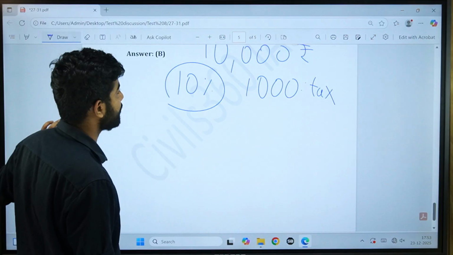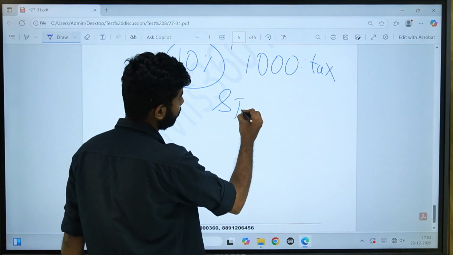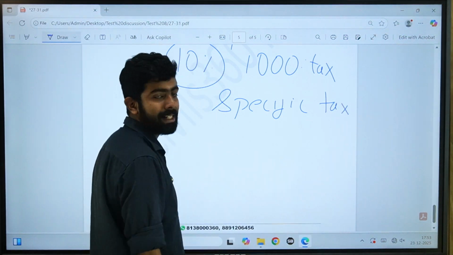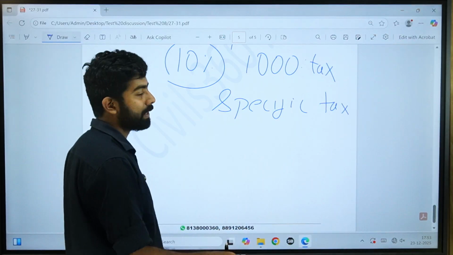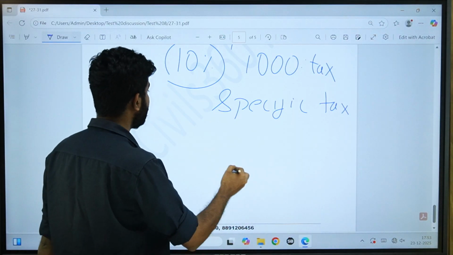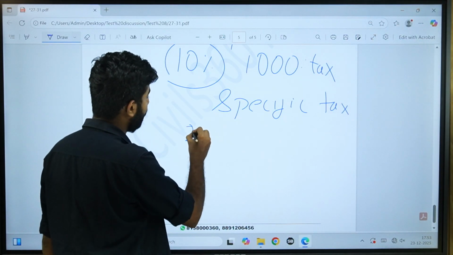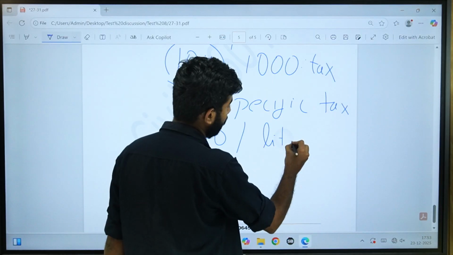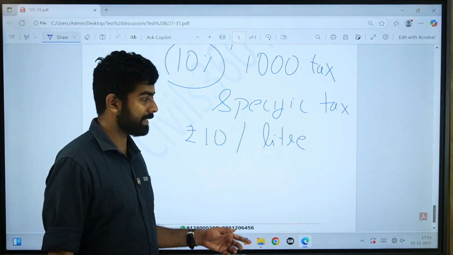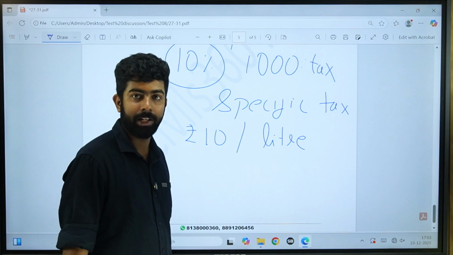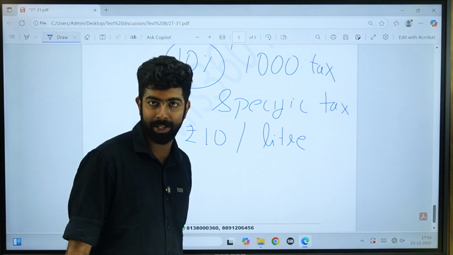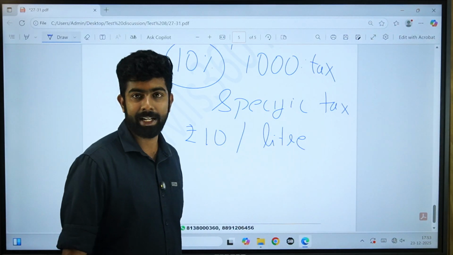Then there is something known as specific taxes. Specific tax is different. For example, take the case of petrol, say rupees 10 per liter. This is the tax that they are imposing, for example excise duty. Excise duty is a specific tax, so rupees 10 per liter.